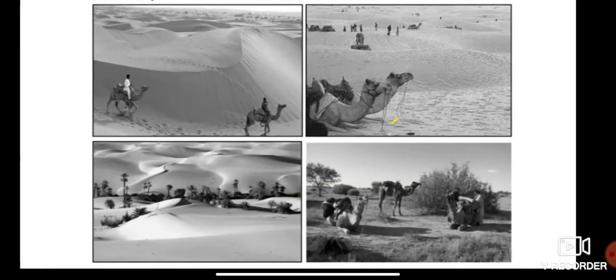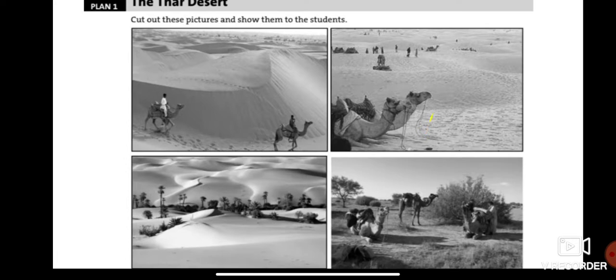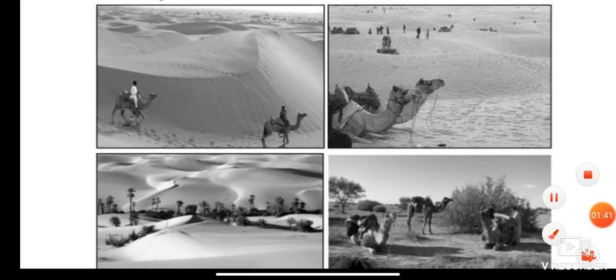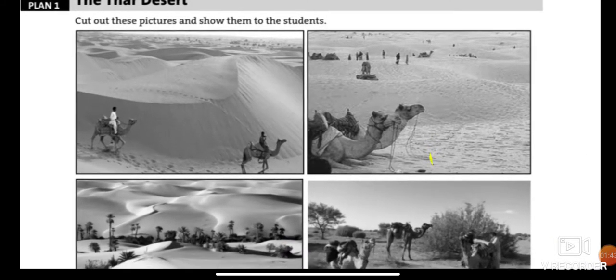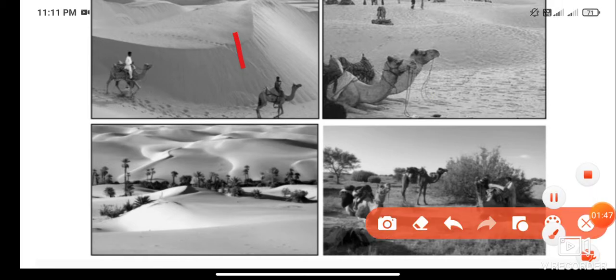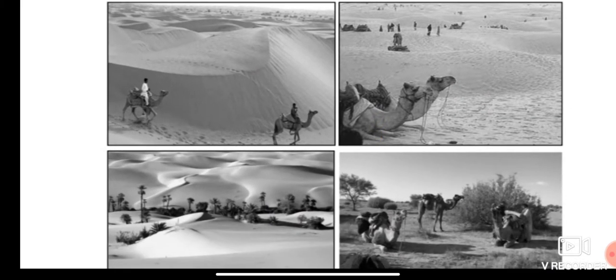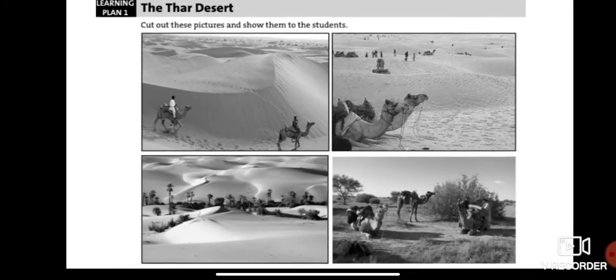Now I want all of you to please observe the given pictures carefully. This is a picture of the Thar Desert. Take your time and observe the four pictures here: 1, 2, 3 and 4. I hope you are done observing the pictures.